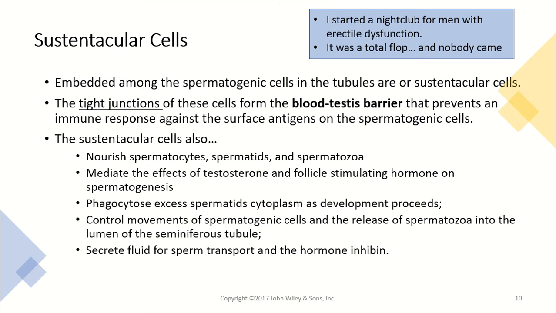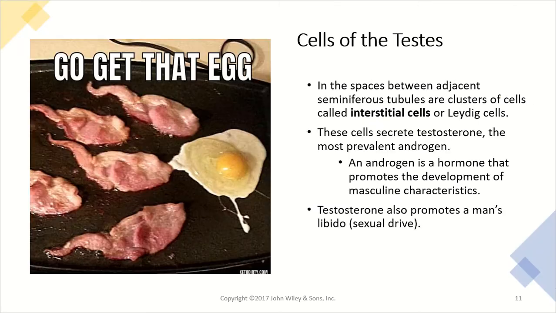And they also are involved in controlling movements of our spermatogenic cells and the release of our spermatozoa into the lumen of the seminiferous tubules. And then lastly, they're going to secrete fluid for the sperm to transport, as well as they're also going to secrete the hormone inhibin.